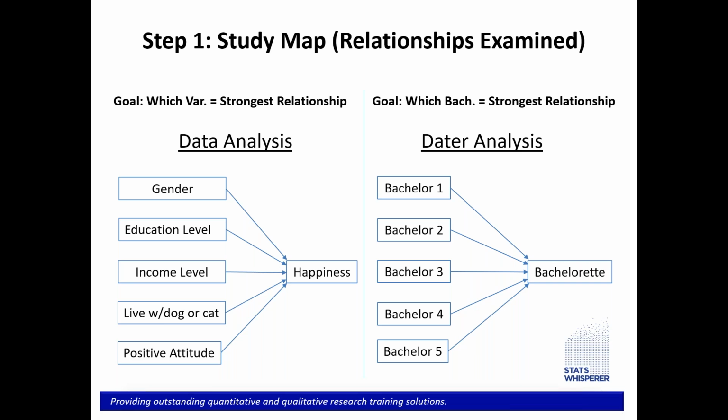Then on the right here, I took the liberty of switching it from data analysis to data-ing analysis, in honor of the Bachelorette show. And of course, the goal here is to figure out which bachelor has the strongest relationship with the bachelorette. On the left, same thing. We have bachelors 1 through 5 and the bachelorette on the right, and we're looking for, just like the data analysis, which is the strongest relationship. Is it bachelor 1? Is it bachelor 4? We will see.